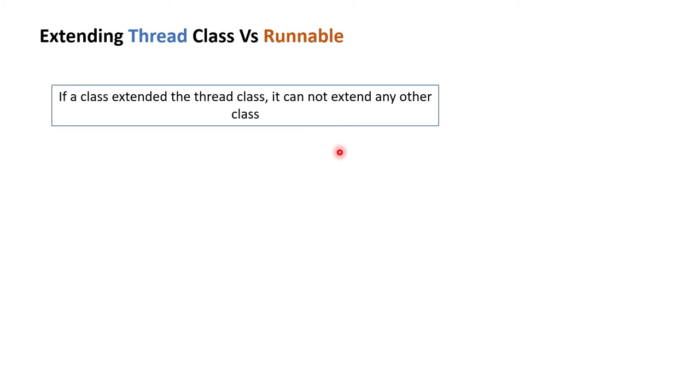Now the question is which technique to choose, extending the Thread class or using Runnable. If a class extends the Thread class, that class cannot extend any other class, right? One class can only extend one class. So if I have some requirement where I need to extend another class for my design, we can't use this, because to act as a thread I have already used the option of extending the Thread class. In the case of Runnable, that is not the case because you can implement any number of interfaces.